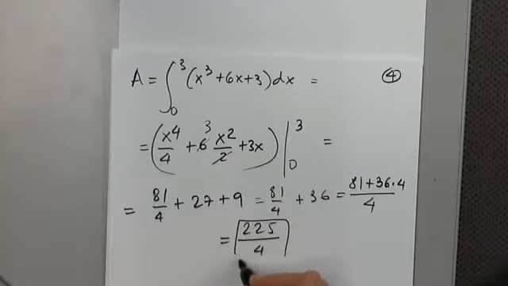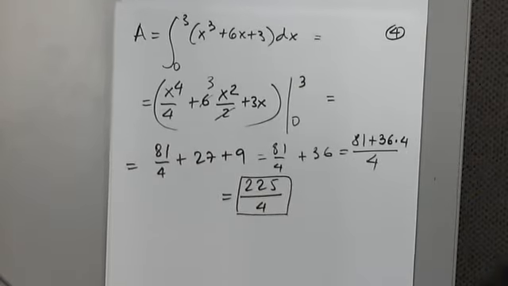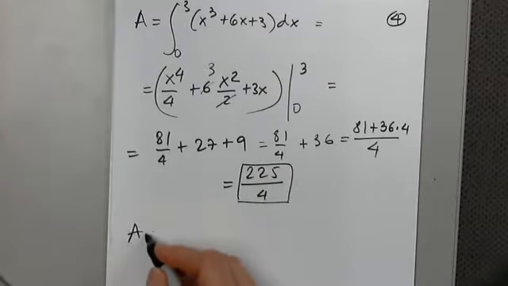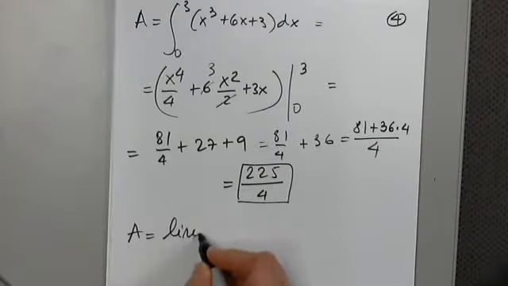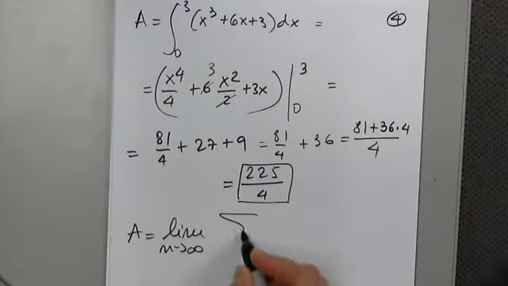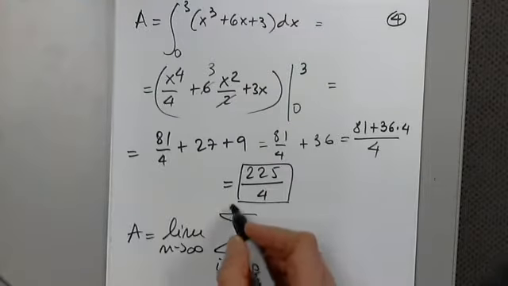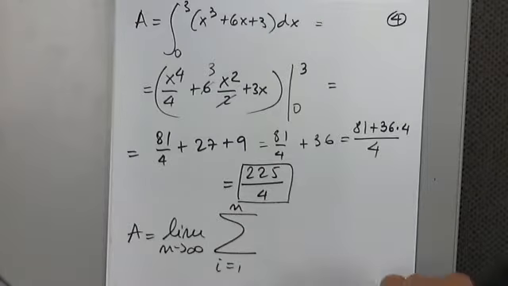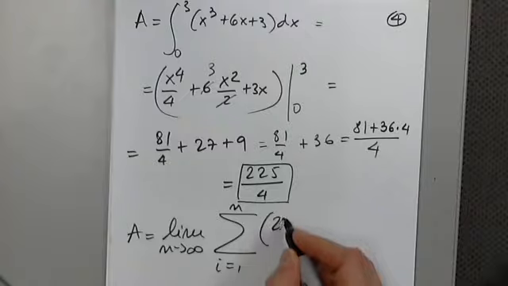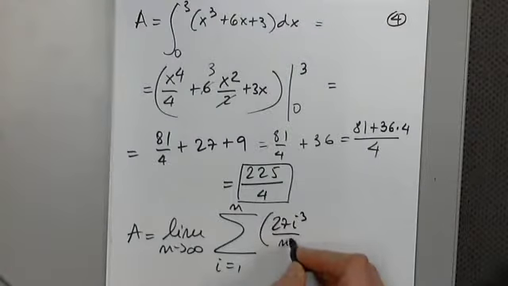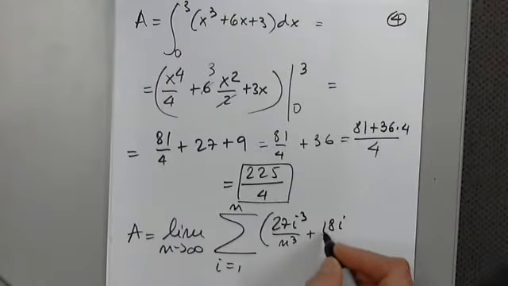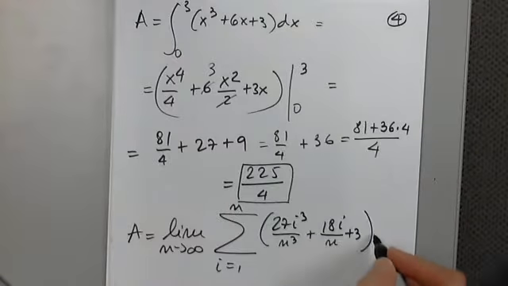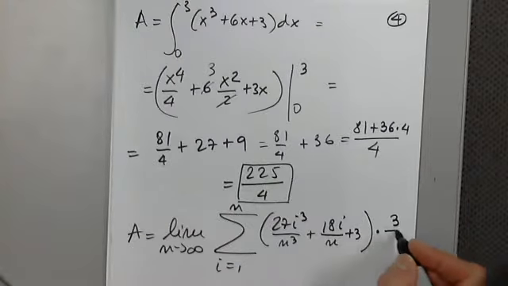Very good. So this is what I expect. So this area now must equal the limit as n approaches infinity of the sum from i equals 1 through n of f of xi times delta x. Doesn't matter, the order is not important. So 27i cubed over n cubed plus 18i over n plus 3, and multiply by delta x, which is 3 over n.